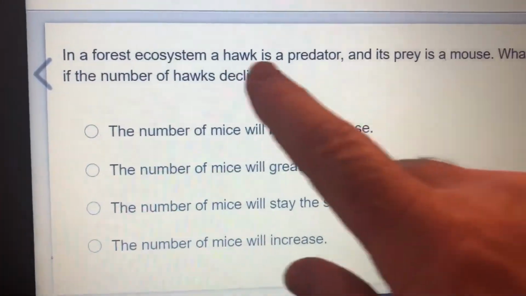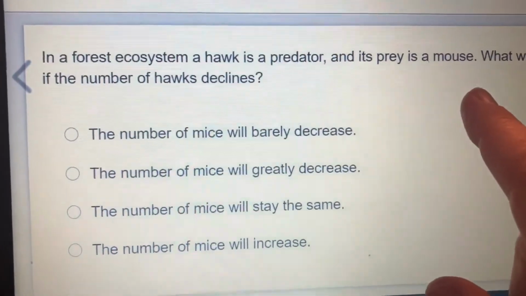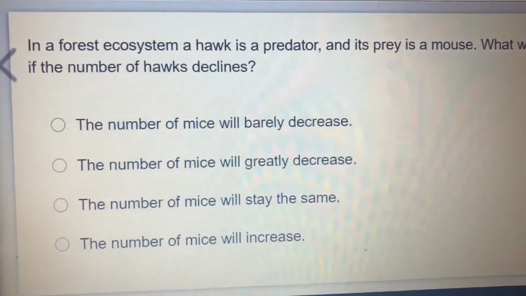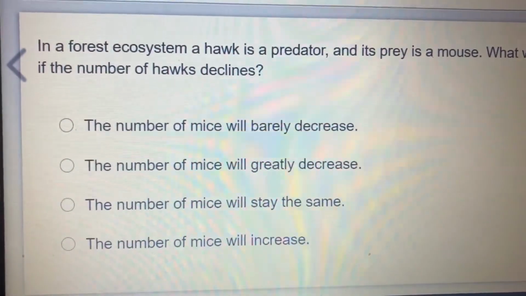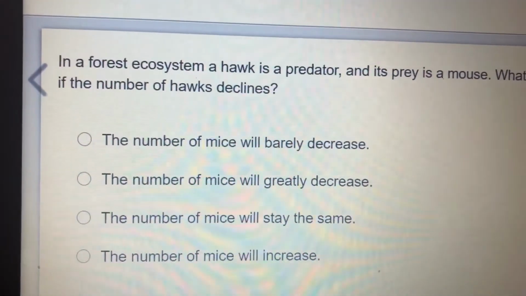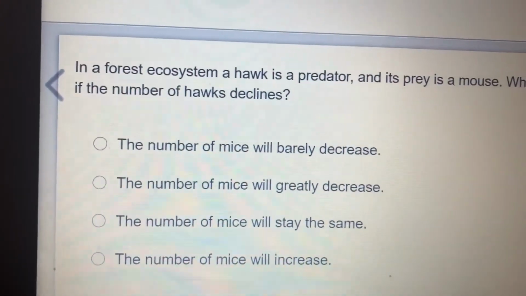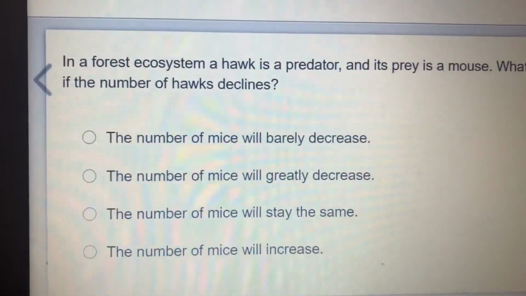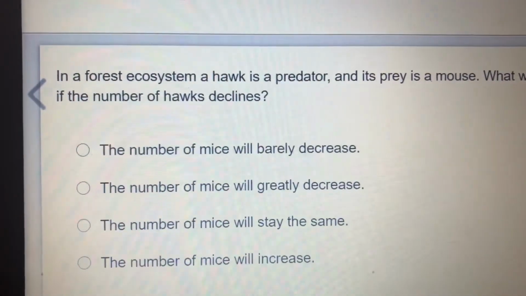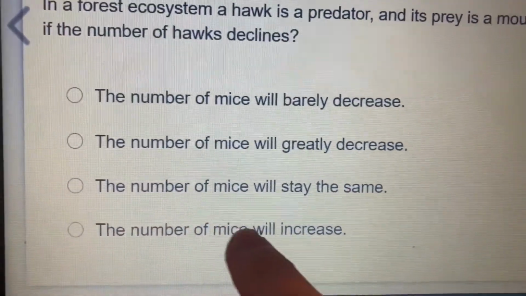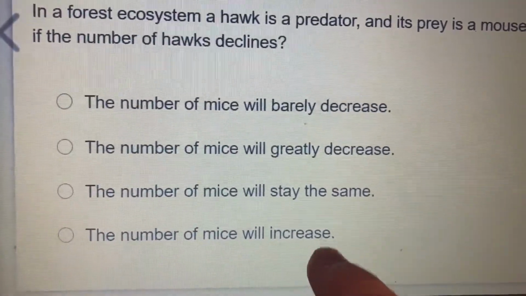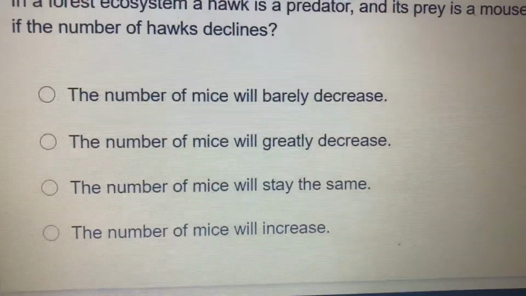Okay, so the hawk eats mice and the hawk's population goes down. So are the mice going to be increasing or decreasing? There are no hawks to eat them. What's going to happen to the mice population? What do you think? Of course, it is going to increase because now the hawks are not eating them. So it's just making sense of what's happening here.